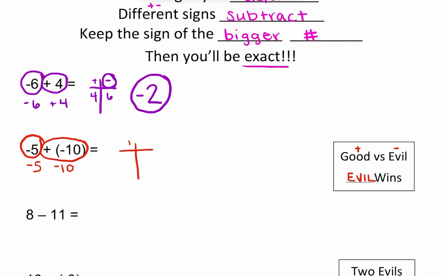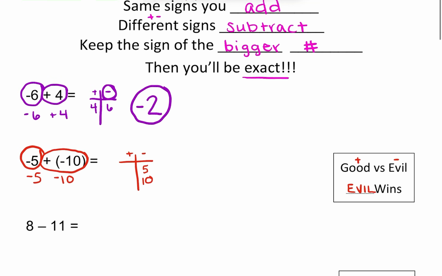So in my table, I have a -5 and a -10, and then we can use our song. Same signs you add, which is the piece that we need. So same signs you add. 5 and 10 gives me 15. And they were both negative, so what's bigger? The negatives, obviously, because that's all we had. -15. Done.